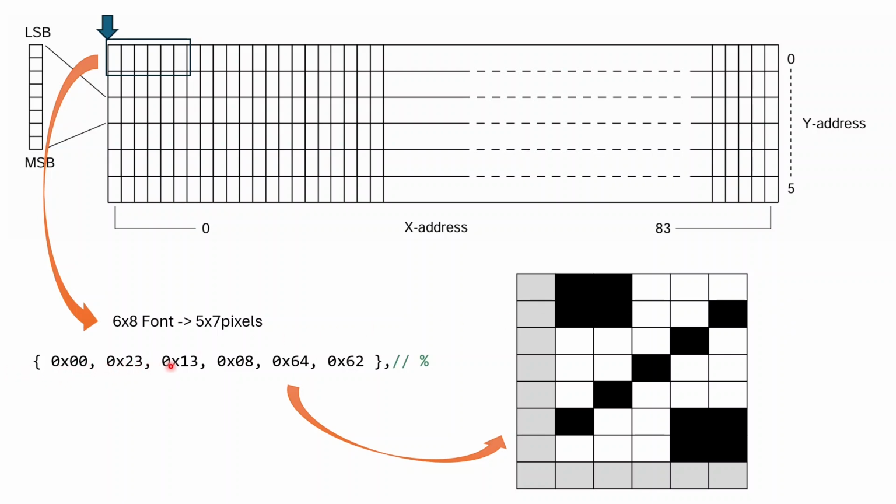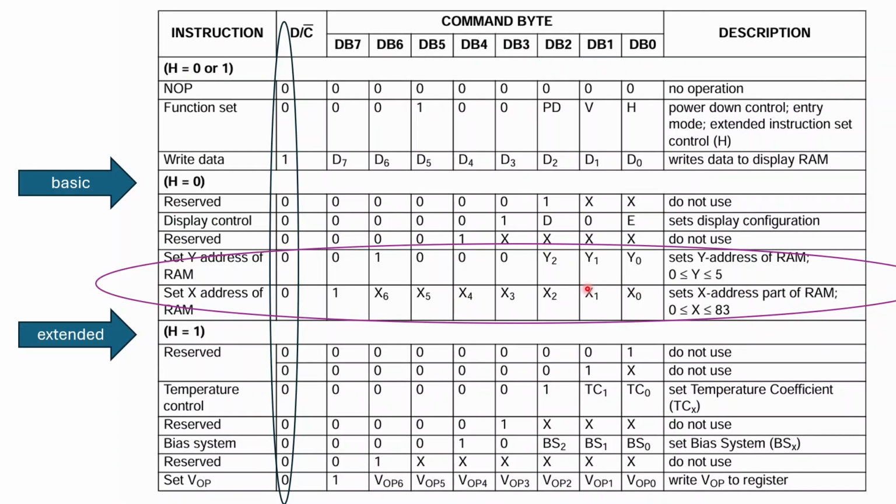This is a small code snippet from the library code. If you want to make your own characters, you can do that also. But I think in the example, the ASCII characters are at least present. Now let's continue with the commands that are supported by the display.